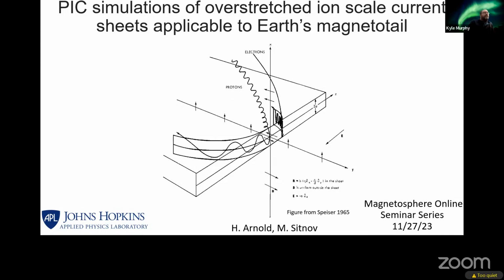Today I'm happy to have Dr. Harry Arnold with us. He graduated from the University of Maryland in 2021, where he worked with Jim Drake and Mark Swisdak on superthermal electrons and macroscale magnetic reconnection. Since then, he's moved on to Johns Hopkins Applied Physics Laboratory, where he's currently working as a postdoc investigating particle-in-cell and magnetohydrodynamic simulations of the magnetotail and the magnetosphere.